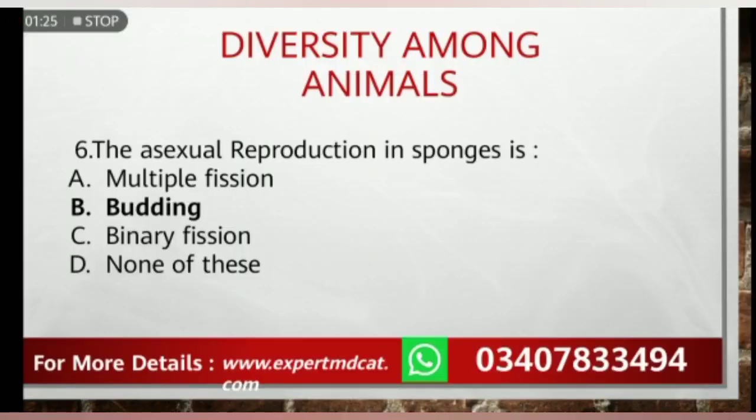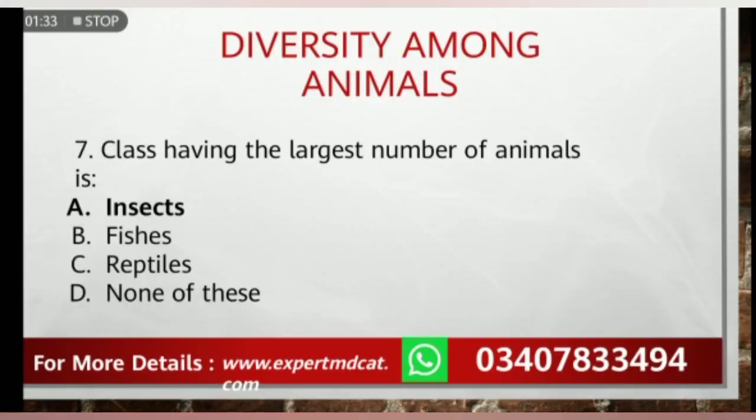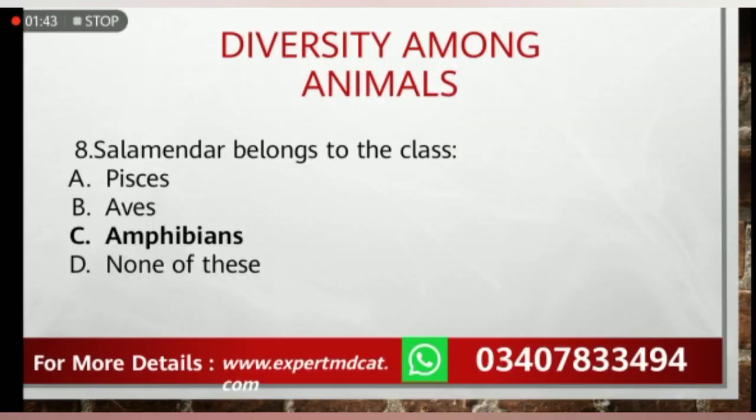The asexual reproduction in sponges is multiple fission, budding, binary fission, or none of these? Correct option is budding. Class having the largest number of animals is insects, fishes, reptiles, or none of these? Insects. Salamander belongs to the class Pisces, Aves, amphibians, or none of these? Correct option is amphibians.